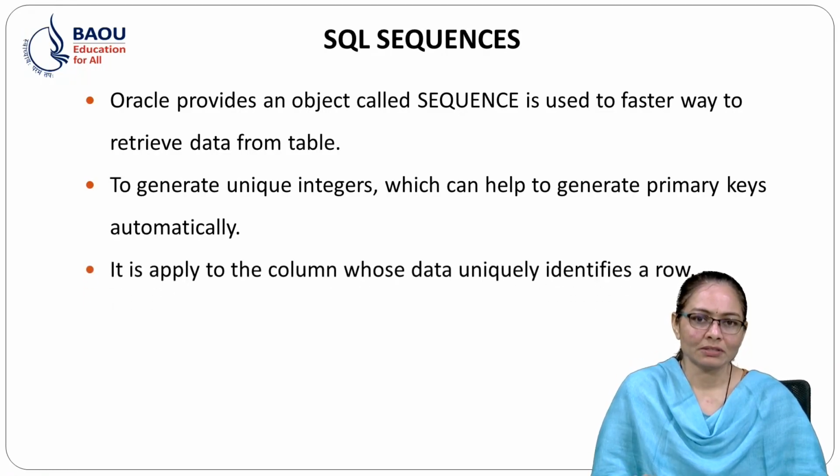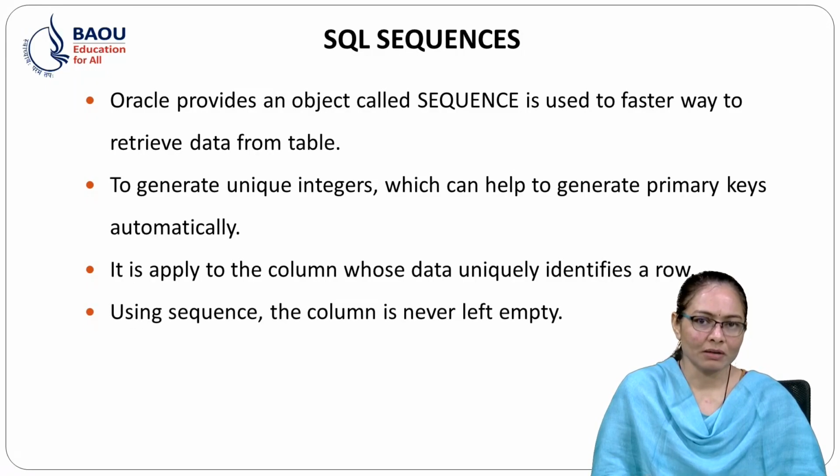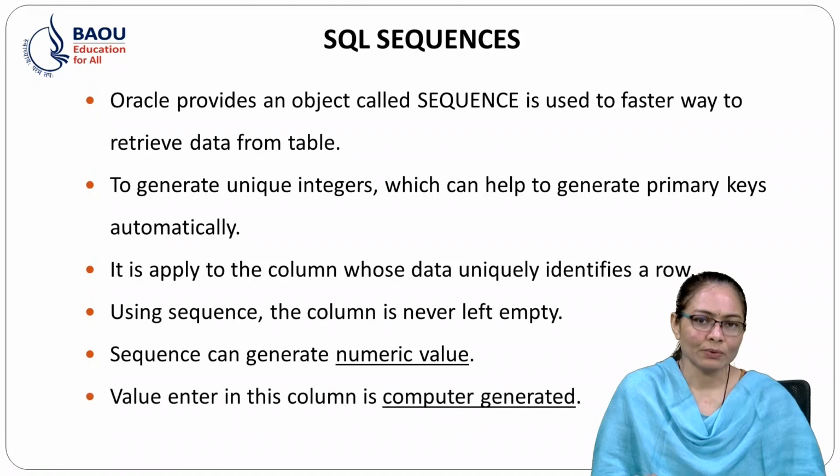It applies to a column whose data uniquely identifies the rows. For example, roll number is unique. We can create a sequence on an employee number, or on a customer ID, because it will generate automatically one by one. Using a sequence, the column is never left empty. The sequence compulsorily inserts the data in that column. The sequence can generate a numeric value. The value entered in this column is computer generated. We can't generate our own; it will be automatically generated.